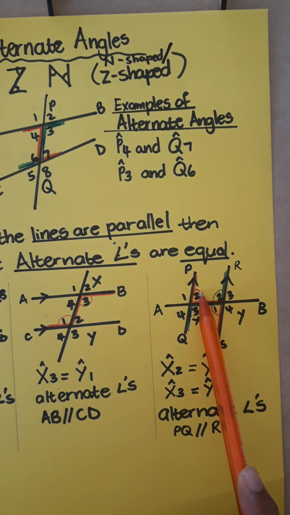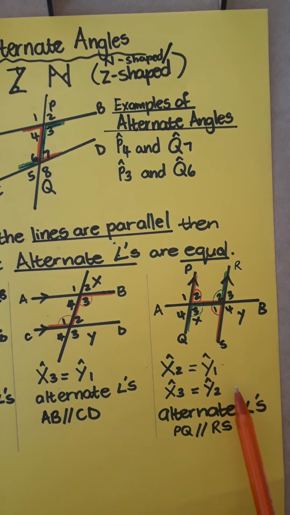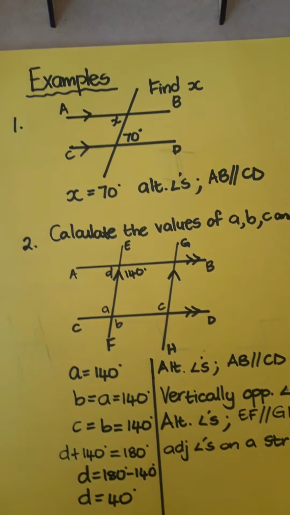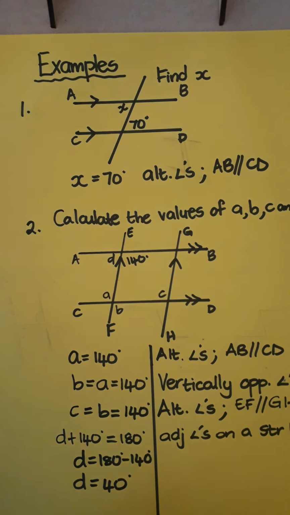X2 is equal to Y1. My reason: alternate angles. PQ is parallel to RS. There's also another set of alternate angles. X3 is alternate to angle Y2. My reason: alternate angles. And please mention which lines are parallel. PQ is parallel to RS. I hope you're getting it and you're finding this easy, grade children.